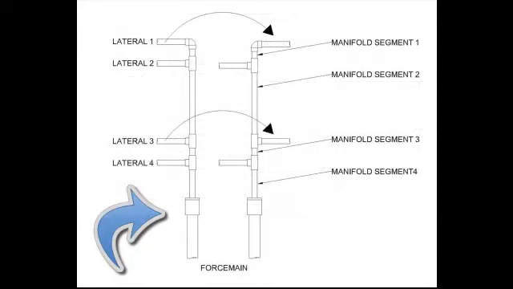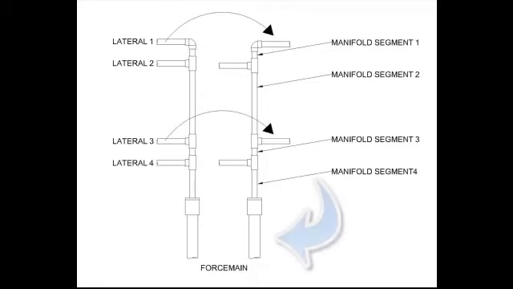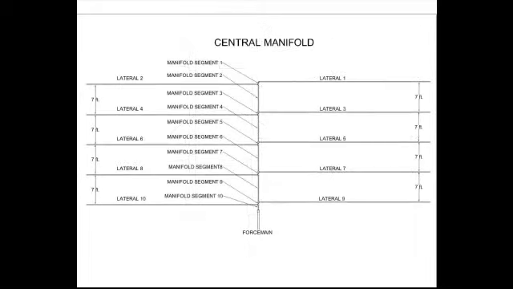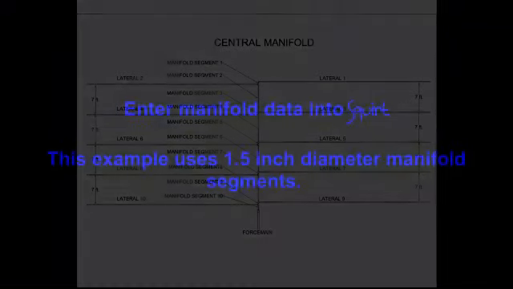On the left is an end manifold with short, odd-numbered manifold segments. If we rotate the odd-numbered laterals around the manifold as shown in the drawing on the right, we wind up with a central manifold configuration. Next, I'll show you how to enter the central manifold data into Squirt.